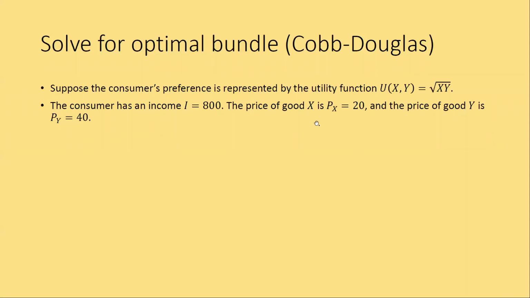So let's suppose the consumer's preference is represented by the utility function U(x,y) equals the square root of xy, a simple example we have been using so far. And the budget constraint depends on your income and the price of both goods, such that the income is $800, the price for good X is 20, and the price for good Y is 40.